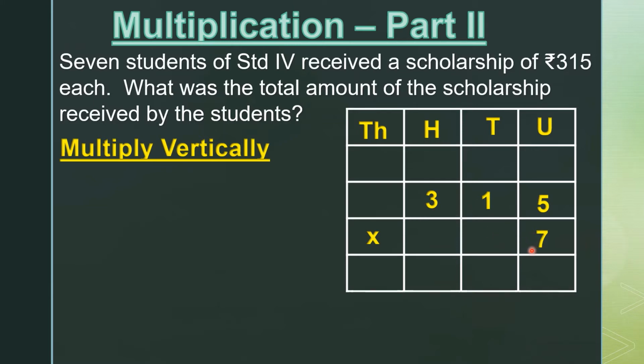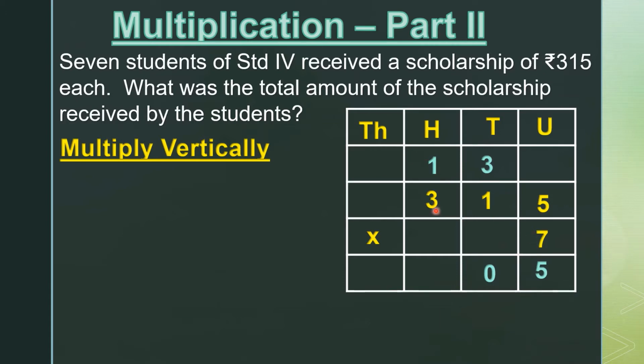Now let us multiply 7 by 5. First we multiply from the units place number. 7 multiplied by 5, we get 7 5s are 35. So we write 5 here, 3 is carried to tens place. Now 7 ones are 7. 7 plus 3, we get 10. So we write 0 in tens place, 1 is carried to hundreds place.